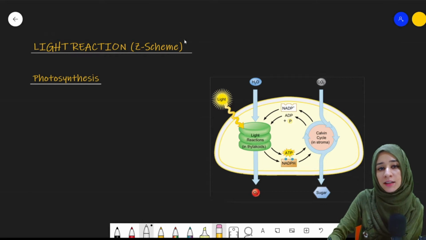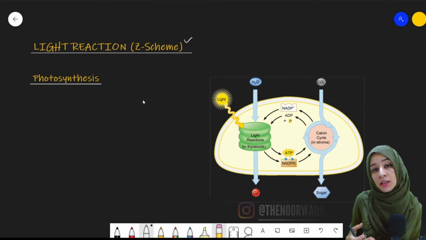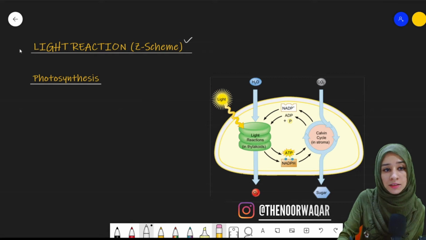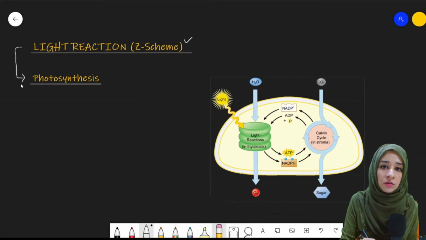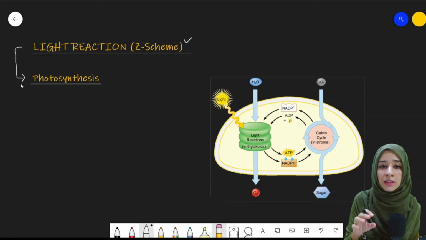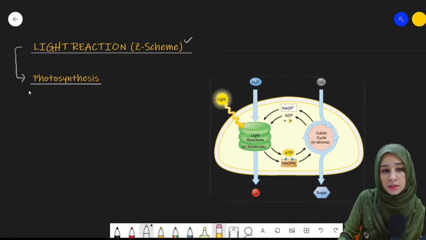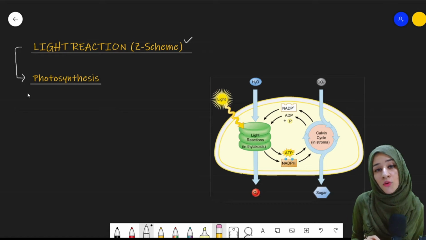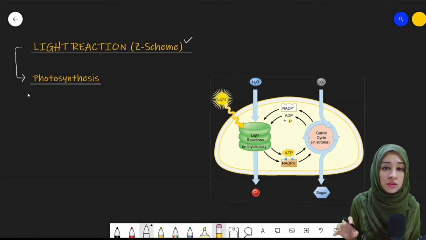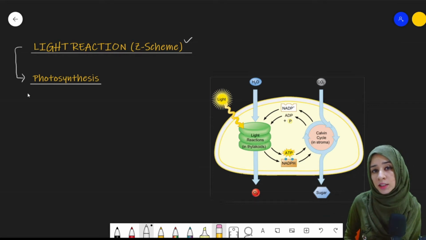Today I'll be discussing the light reaction, also known as the Z-scheme. This is the first step of photosynthesis. So the first thing that we are going to do is discuss photosynthesis. What is photosynthesis? Photosynthesis is basically the process through which plants make their food in the form of glucose, right?